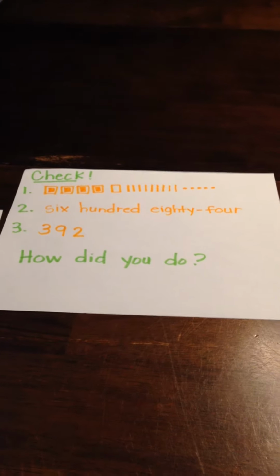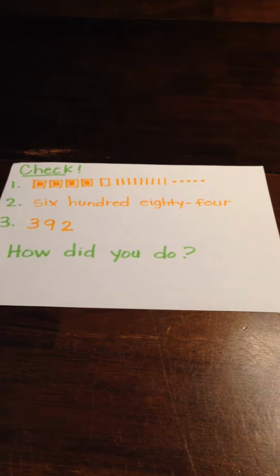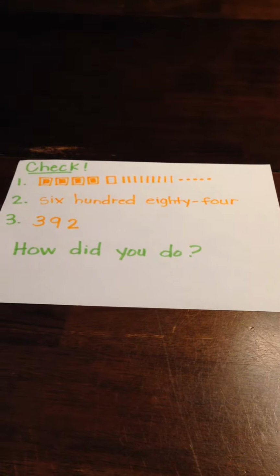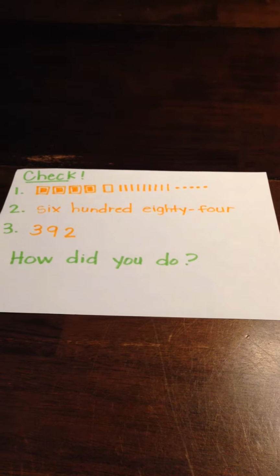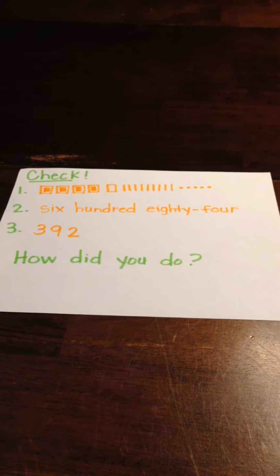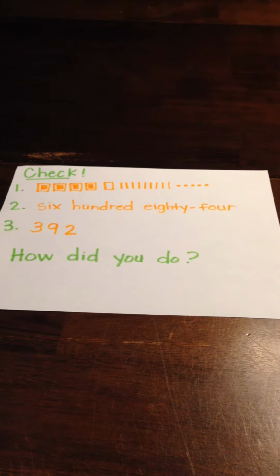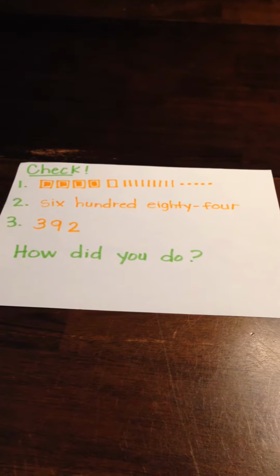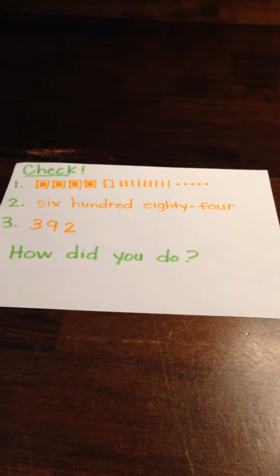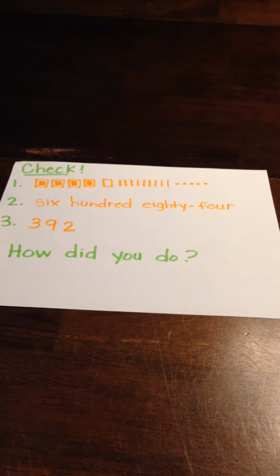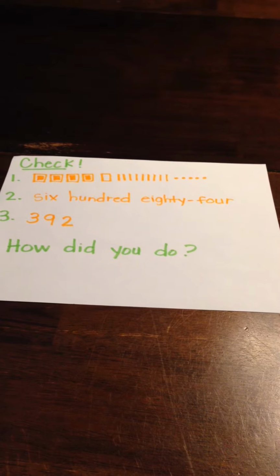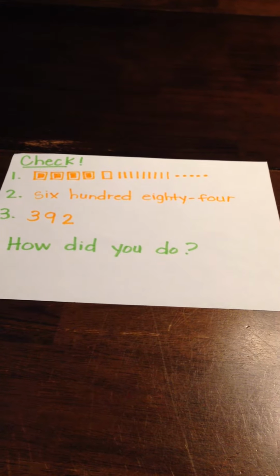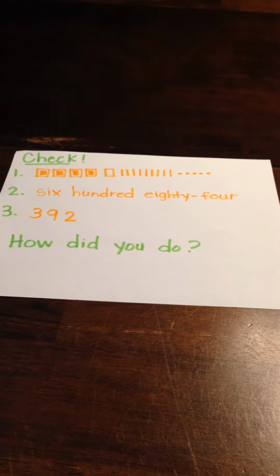The first question said to write 4,195 in model form. To represent the number 4,000, we use 4 squares with smaller squares on the inside filled in. To represent 100, we draw 1 square. To represent 90 or 9 tens, we draw 9 sticks. To represent 5 ones, we draw 5 dots.